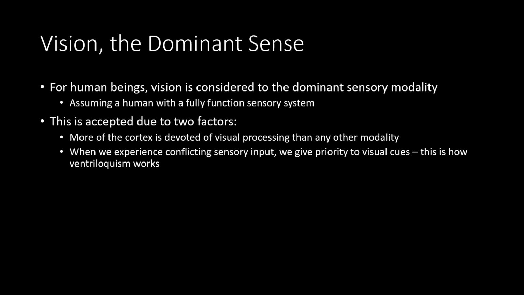One, more of the cortex, the cerebral cortex, is devoted to visual processing than the processing of any other sensory modality. Further, when we experience conflicting sensory input, we oftentimes will give priority to visual cues. This is how ventriloquism works.